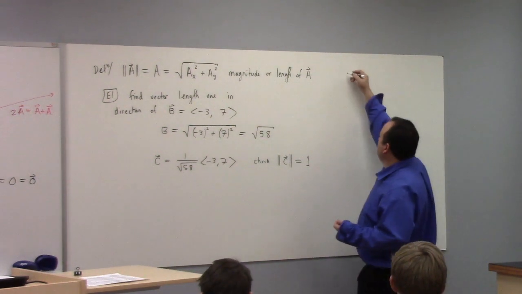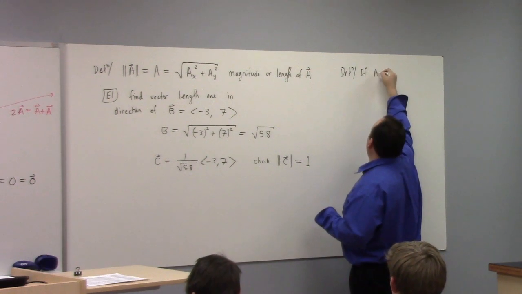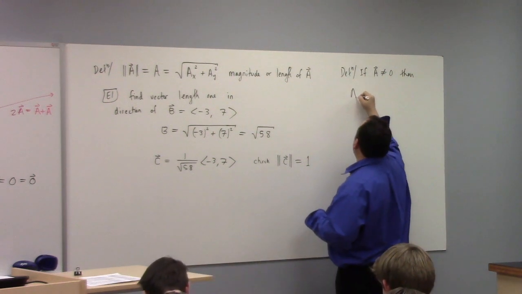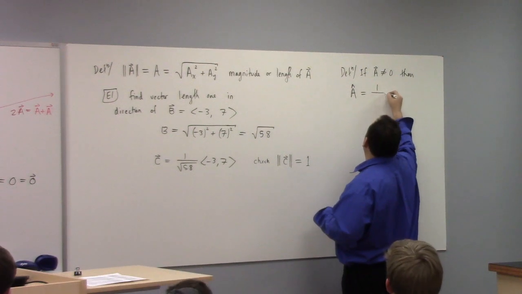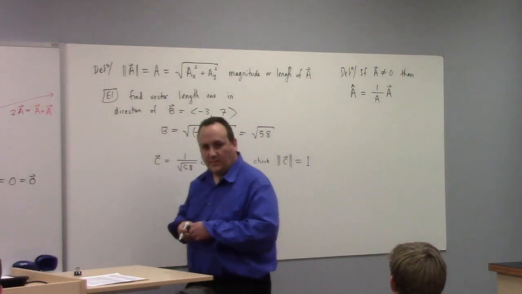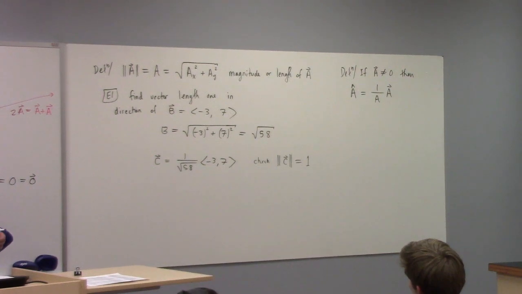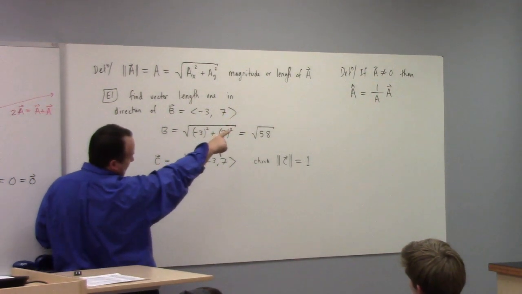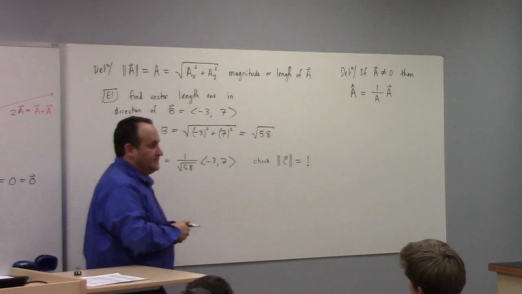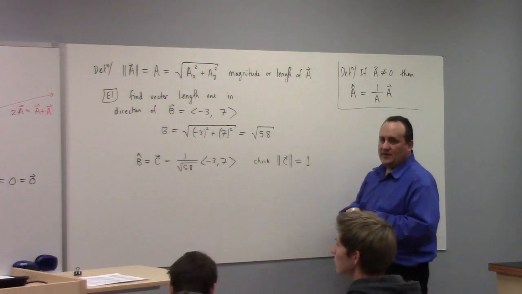And so, the definition: if A is not equal to 0, then A hat is equal to 1 over the length of A times the vector A. So in other words, in this previous example I calculated the unit vector for B. In view of that definition, this is exactly B hat. Why do we need A not equal to 0?